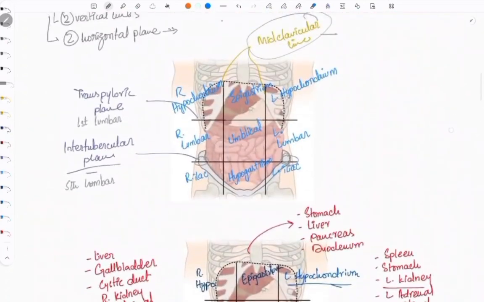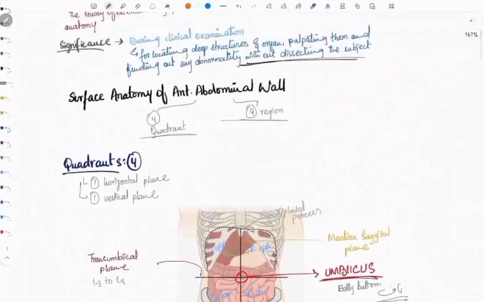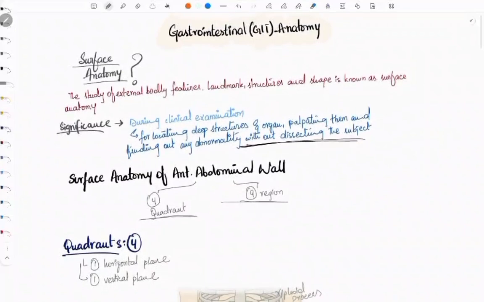So that completes our surface anatomy of the anterior abdominal wall. Now let's go through a quick review of all we have studied by the Med Climber notes.